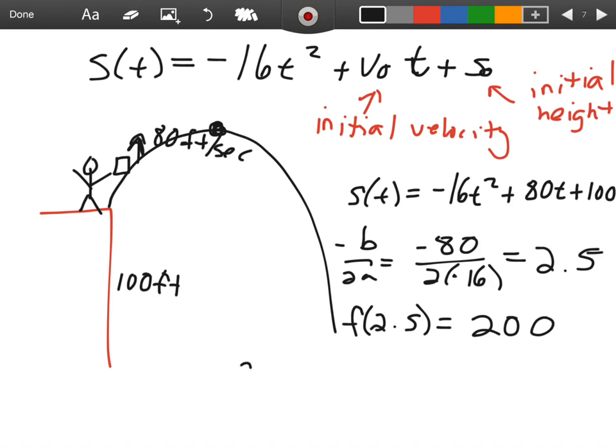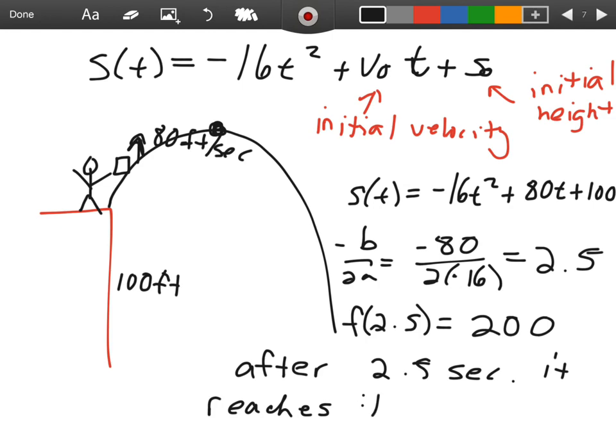Okay, so after 2.5 seconds, it reaches its max height of 200 feet. Okay? There's an application problem. We'll stop there for this section.